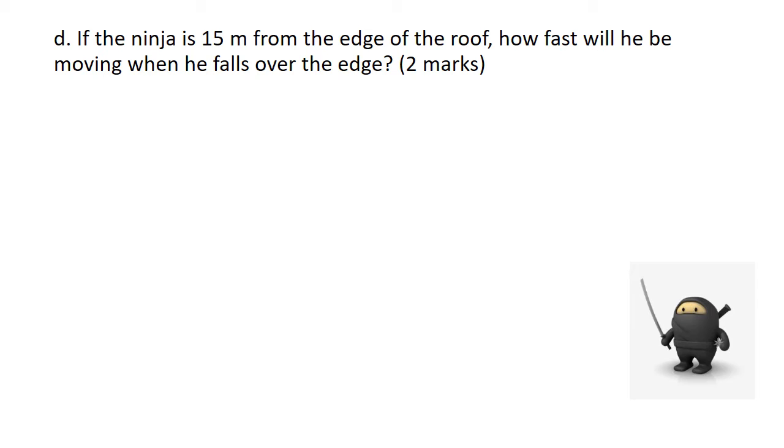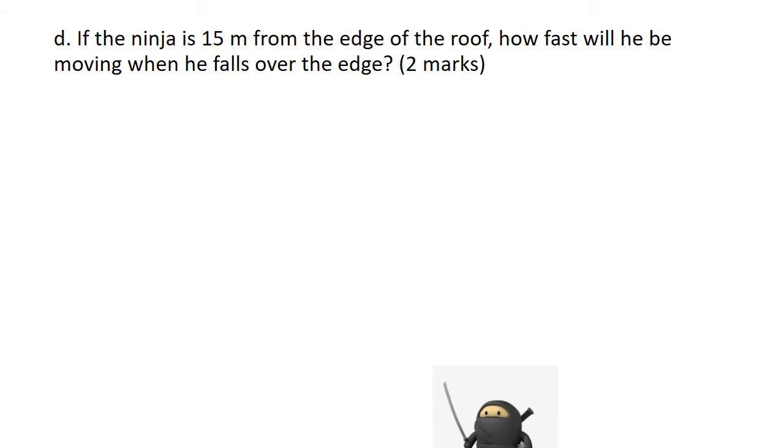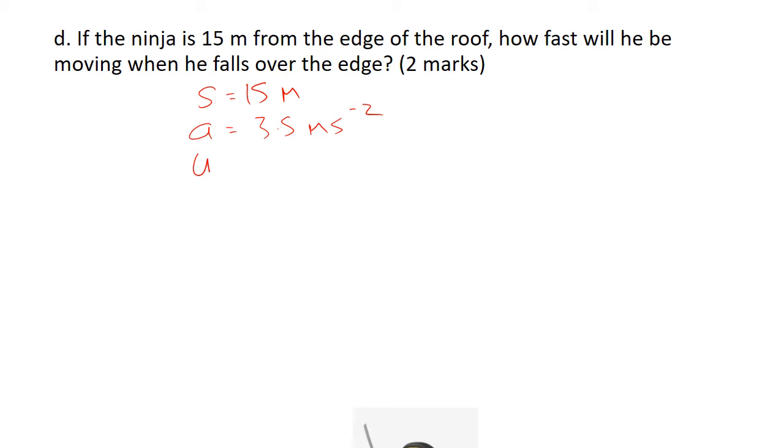Now, if they're falling over, sliding to the edge of the roof, how fast will they be moving when they get to the edge? There they go. We just have to think about what we know and what we want to find. We know the displacement is 15 meters. The acceleration that we've calculated previously is 3.5 meters per second squared. We know they started at rest, so the initial velocity is 0, and we want to find v.